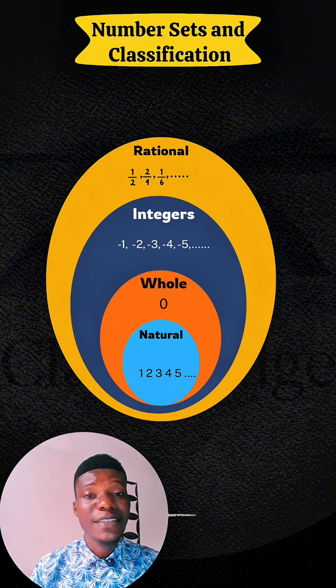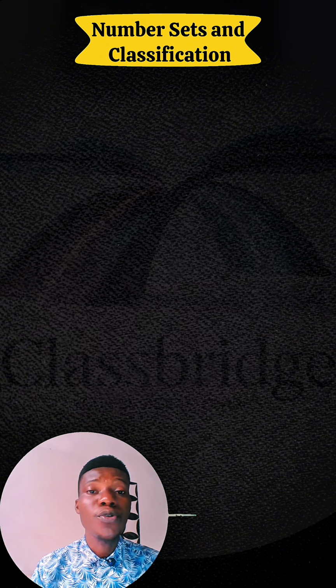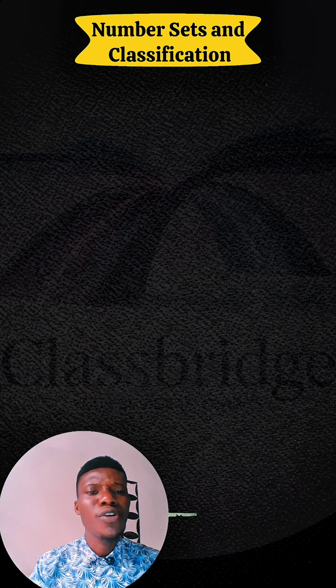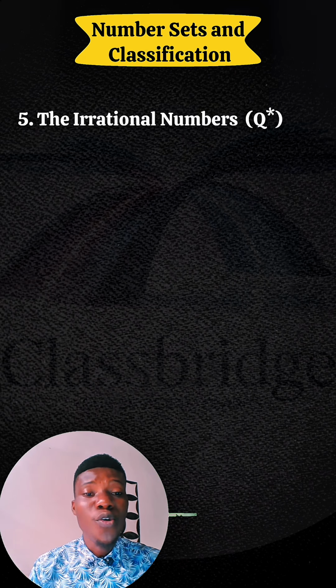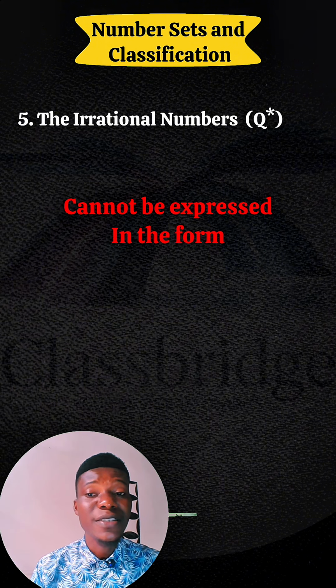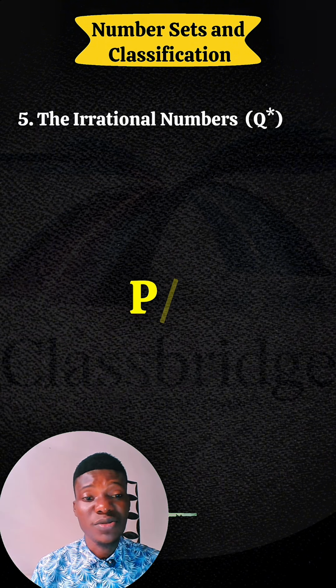Rational numbers in decimals terminate, or they follow a repeating pattern. Mind you, we have some decimal numbers that do not repeat and do not terminate, and that set of numbers will give us the irrational numbers. These numbers cannot be written or expressed in the form of fractions.